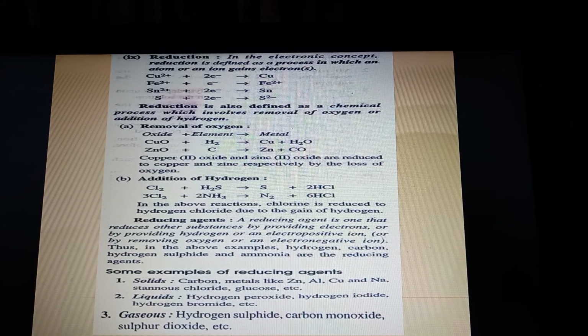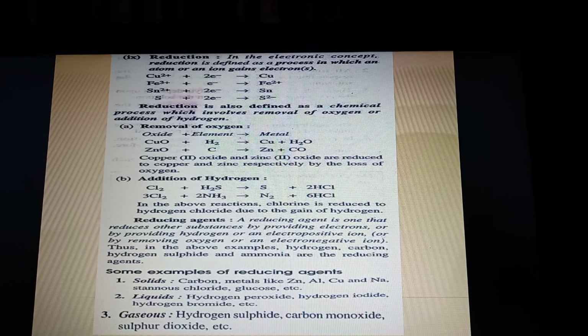Now what are reducing agents? Reducing agents are basically the substances that undergo oxidation. So here H2 is a reducing agent. Why? Because it is removing oxygen. Similarly, H2S is a reducing agent. Why? Because hydrogen is being removed from H2S and it is adding hydrogen to Cl2 and making it HCl. So H2S is a reducing agent here.